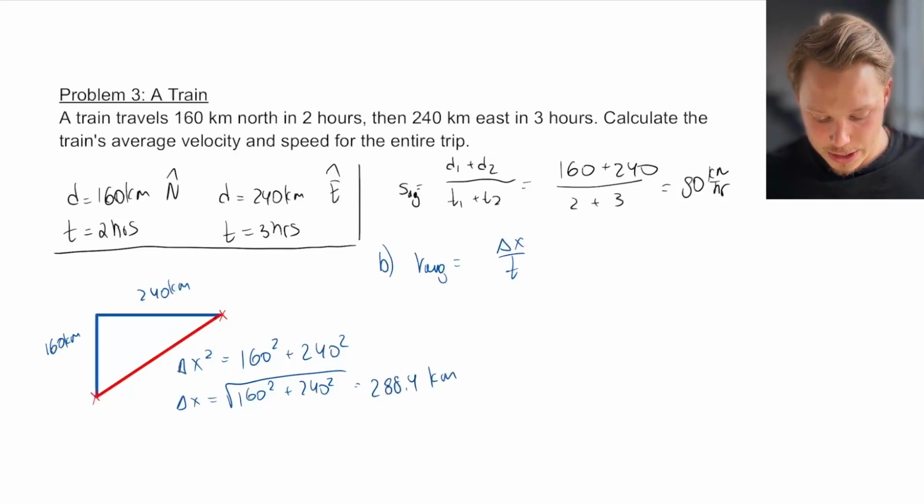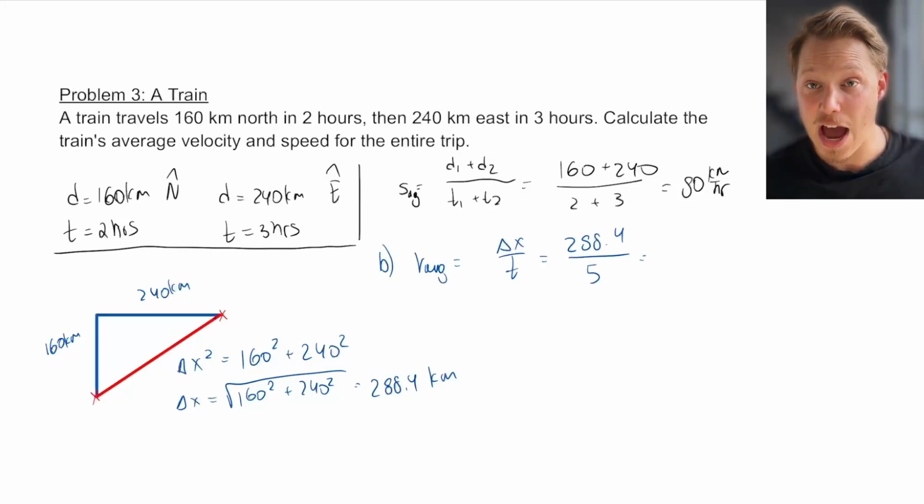Now, we can plug this back into our equation. The displacement is 288.4 divided by time, which is 5 hours, and the average velocity is going to be 57 kilometers an hour. Great.